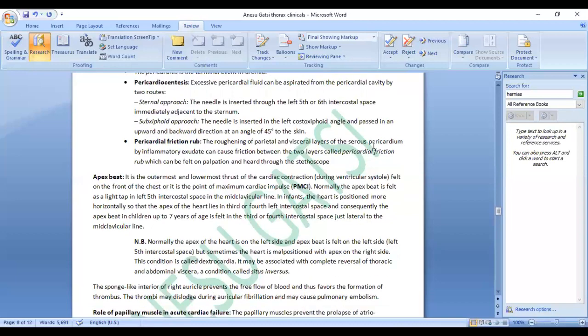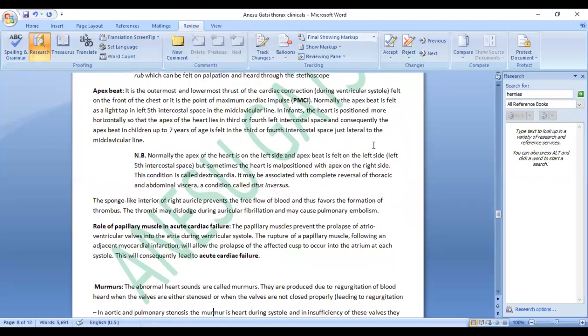Then as for the right auricle, remember that we say the atria have a smooth walled part and a roughened part. So the sponge-like interior of the right auricle prevents the free flow of blood, and thus it favors the formation of thrombus. These thrombi may dislodge if you have auricular fibrillation, and they may cause pulmonary embolism, because remember that the right side of the heart is what is linked to the pulmonary circuit that will go to the lungs.